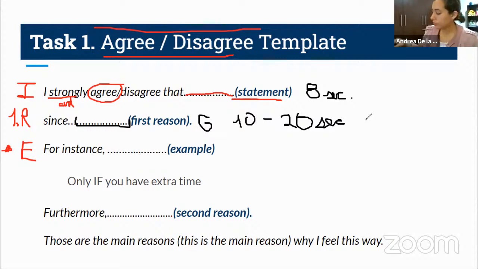Okay, guys? Any questions so far? We are here.